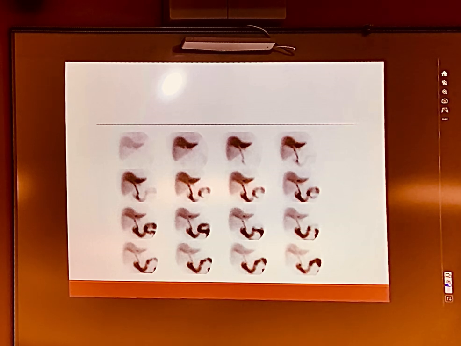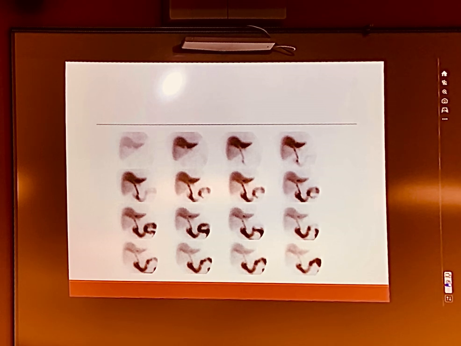What's up with this puppy? What do you think? You got liver, right? So we started it early. We probably injected the patient and started the camera right away. How do I know that? The first picture is lighter.